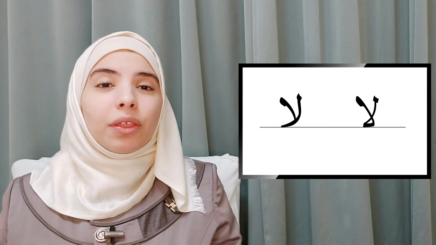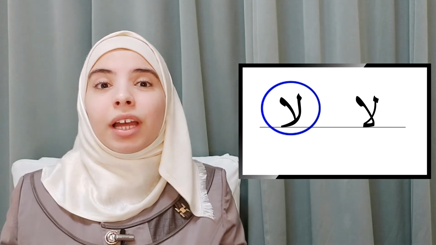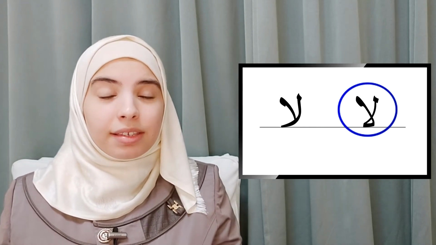And now, Lam. Let's watch the shapes. Actually, there is another special shape for lam, which is lam alif. When lam is followed by alif, we write it like this or like this. It depends on the font type. Me, myself, I write it like this, but most of the time I see it written like this, I mean in the printed texts.